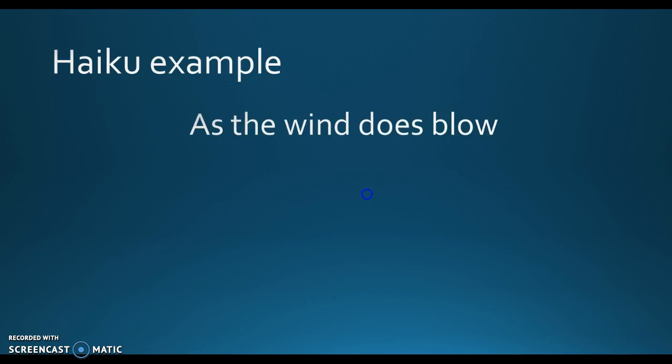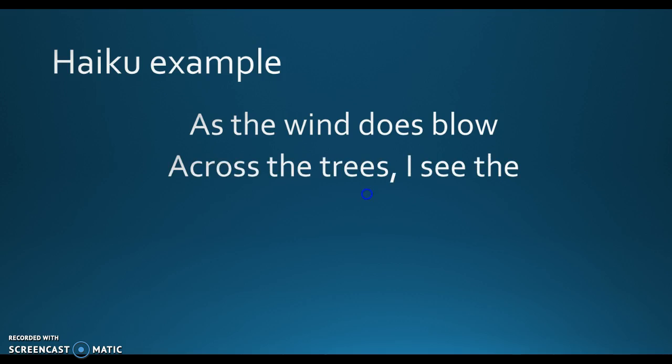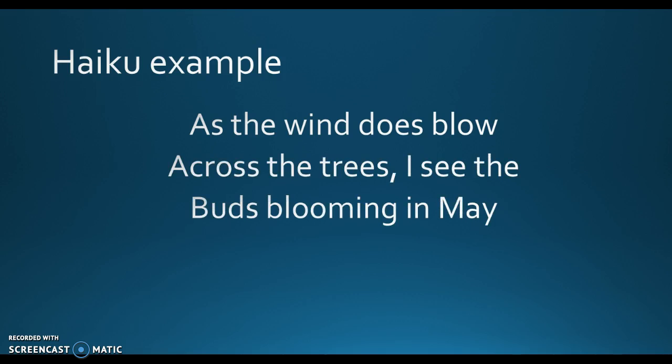Okay, here's an example of one. As the wind does blow across the trees, I see the buds blooming in May. Now again, this is a haiku. Doesn't rhyme, kind of got that natural thing going on, but again, it's 5 syllables. As the wind does blow. There's 5. 1, 2, 3, 4, 5. Not just words, but syllables. Across the trees, I see the. There's 7. Okay. Buds blooming in May. There's 5. So 5, 7, 5. Example of a haiku. Okay.